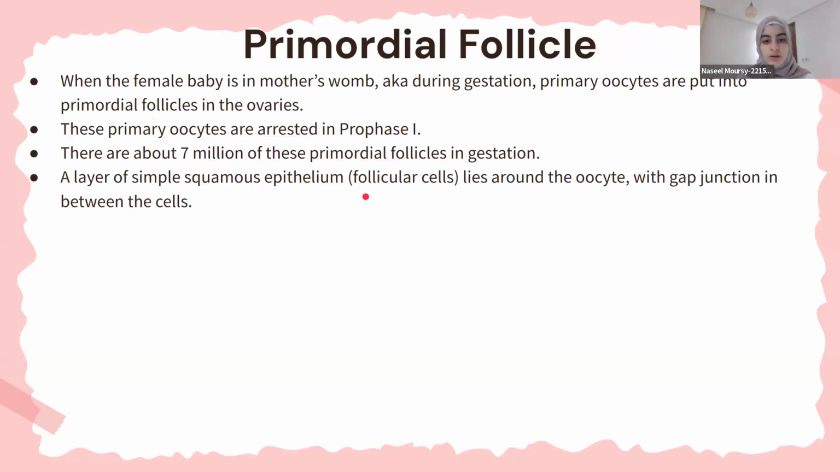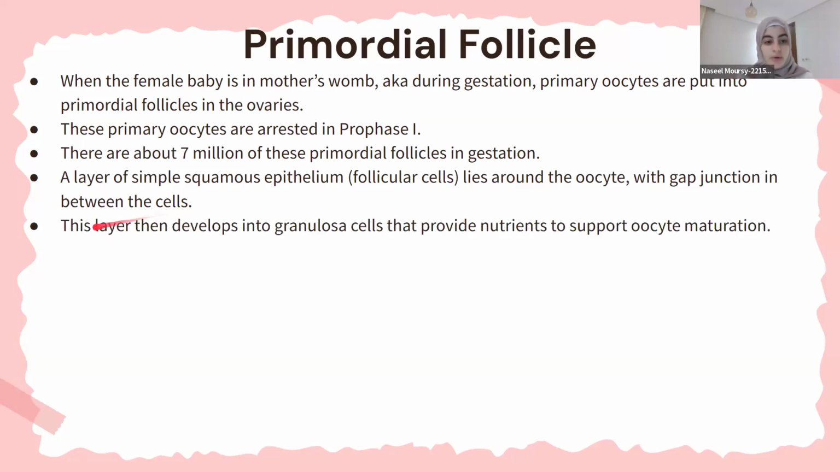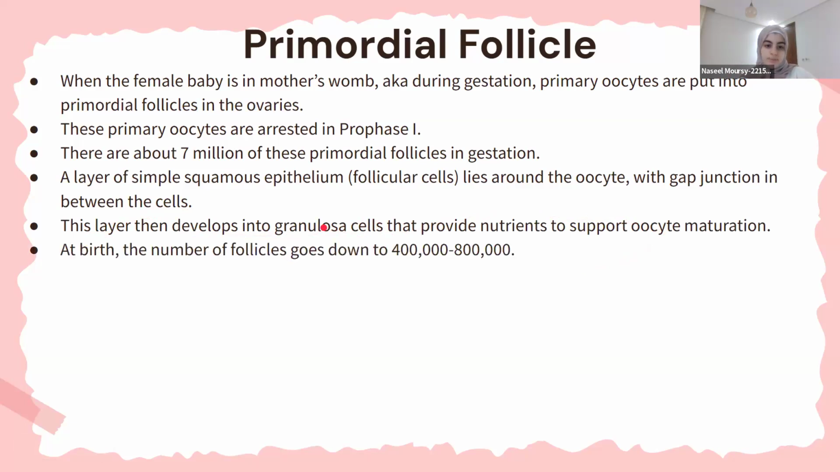A layer of simple squamous epithelium, which is basically follicular or granulosa cells, mainly pre-granulosa cells, lies around the oocytes with gap junctions in between the cells. This is for communication. Now, this layer then develops into the granulosa cells that provide nutrients to support oocyte maturation. Of course, as the follicle is growing, the oocyte itself also grows, and so you need nutrients for it, right?